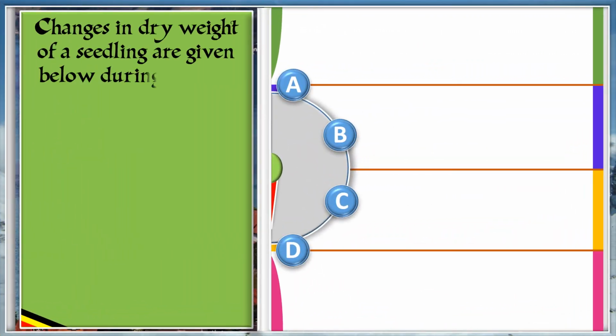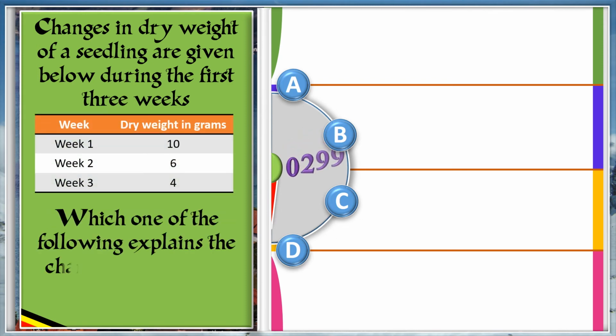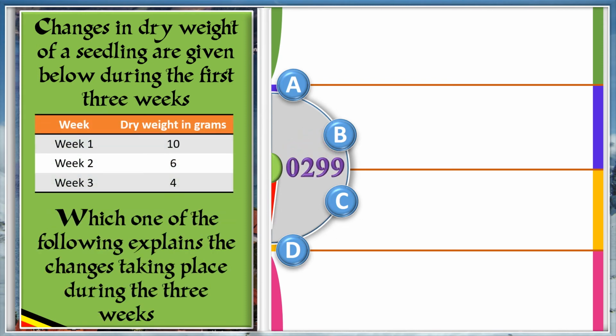Changes in dry weight of a seedling are given below during the first 3 weeks. Week 1, dry weight is 10 grams. Week 2, dry weight is 6 grams. And week 3, dry weight is 4 grams. Which one of the following explains the changes taking place during the 3 weeks?